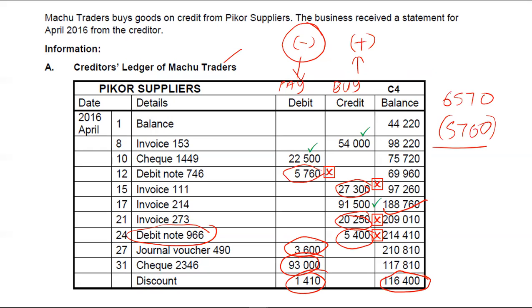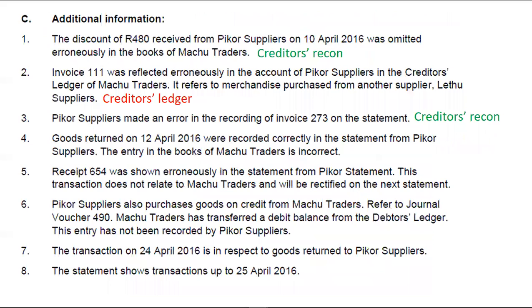It's 6,570 minus 5,760, and that gives us a difference of 810. Because it is a debit note, it means we need to subtract an extra 810 from our creditors ledger, from the balance in our creditors ledger, because the mistake was made by us, not them.